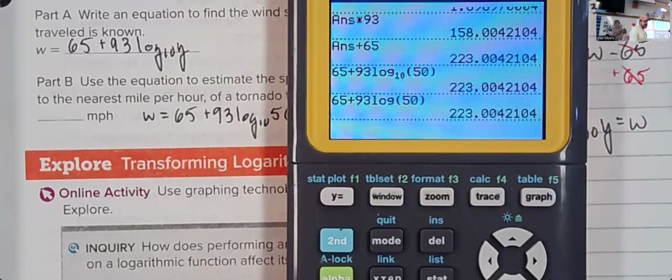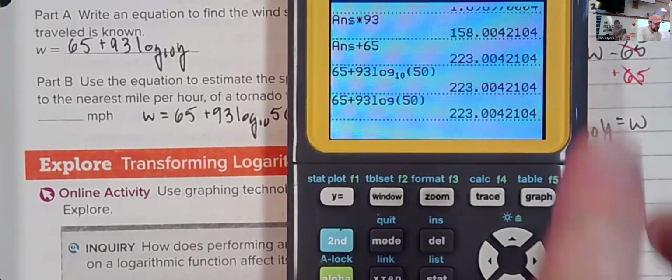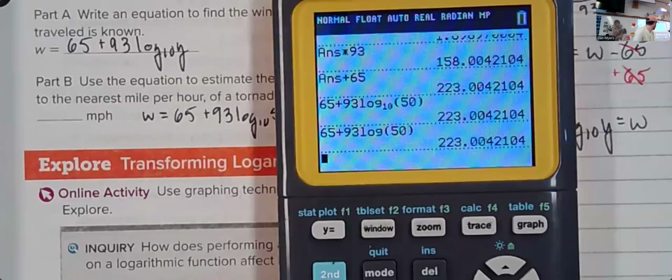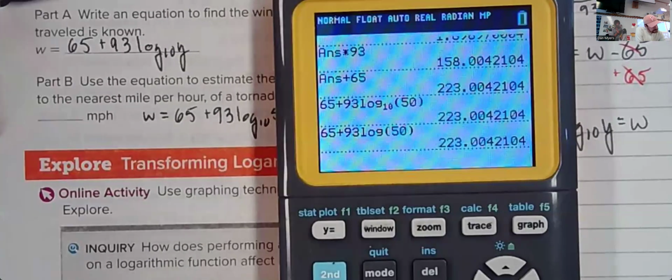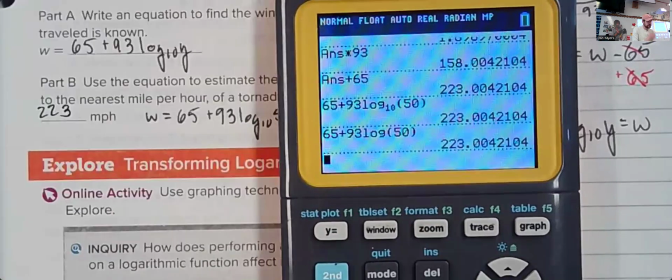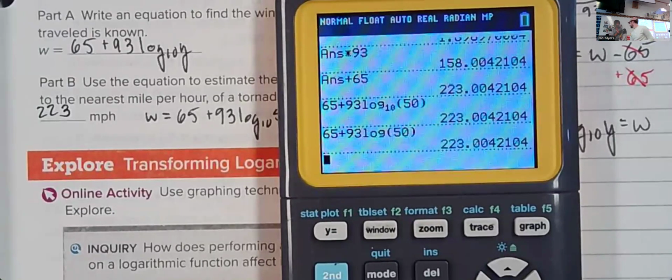There's a few ways that you can interact with your calculator to get to the same answer, but either way, to the nearest mile per hour, well, that's obviously 223. So that's our answer. 223 miles per hour. Cool. Got it. All right. So questions there before we continue?